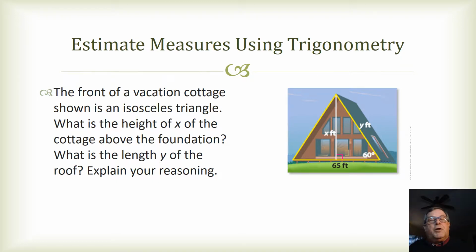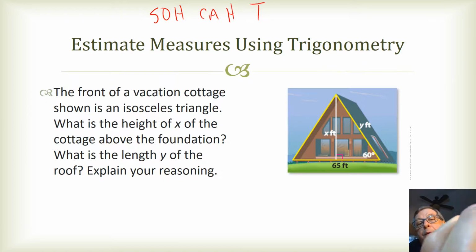Well, now we can use trigonometry to estimate measures as well. And so let's see, we're getting ready to deal with trigonometry. So you know what I'm going to do? I encourage you to do this too. I'm going to write SOHCAHTOA at the top of my page. Sine is opposite over hypotenuse, cosine is adjacent over hypotenuse, and tangent is opposite over adjacent.